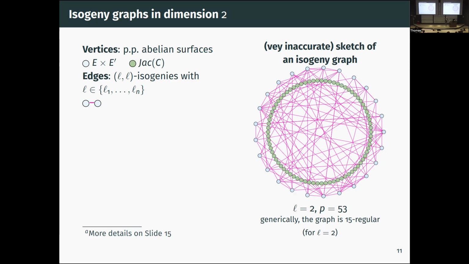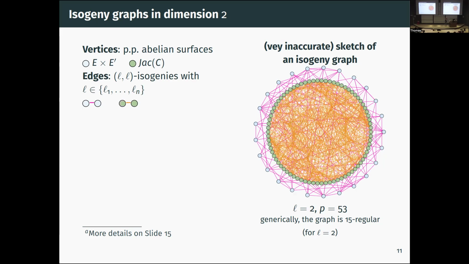Apart from those blue vertices, we also have green vertices, which stands for the Jacobians of hyperelliptic curves. And those green vertices are actually much more than the blue ones. And now there are also many more edges between these green vertices than between the blue ones themselves. And then finally, we also have those 2 other types of edges, which go from the green vertices to blue vertices, or the other way around.